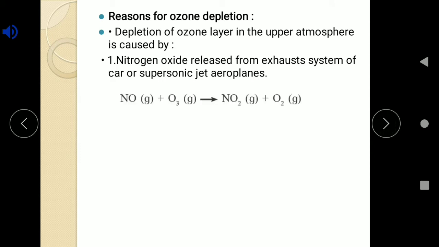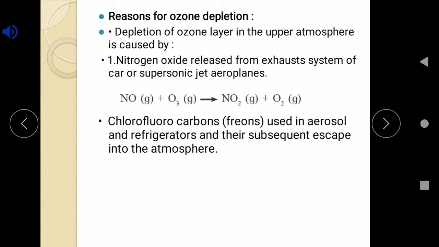Supersonic jet aeroplanes and the vehicles we are using release nitrogen oxide after combustion of fuel. This nitrogen oxide reacts with the ozone in the atmosphere and gets converted into NO2 and O2. Thus, ozone is destroyed, and hence it is ozone depletion. As the number of vehicles is increasing day by day, the use of these vehicles brings about ozone depletion.